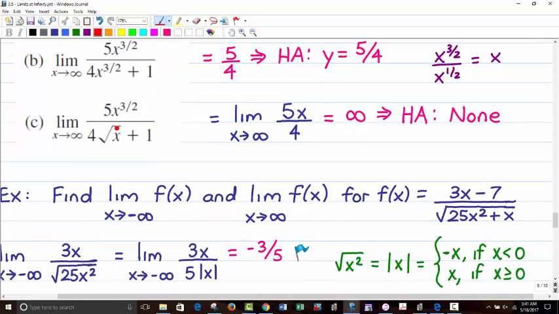So we have a 3/2 and a 1/2. Square root of x is x to the 1/2. Now the coefficient will be 5/4, but what's key here is x to the 3/2 divided by x to the 1/2. You subtract exponents, you get x. So now we have positive 5/4 there, a positive goes in, infinity goes in, and infinity comes out, so it's positive infinity.